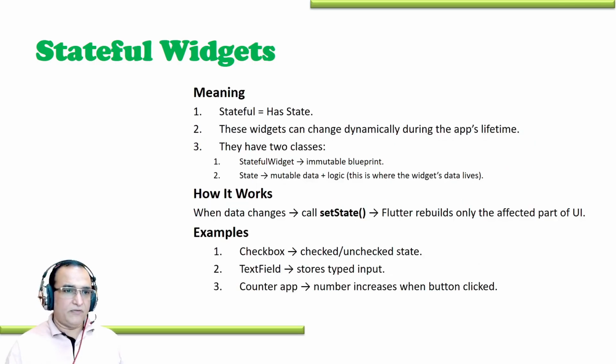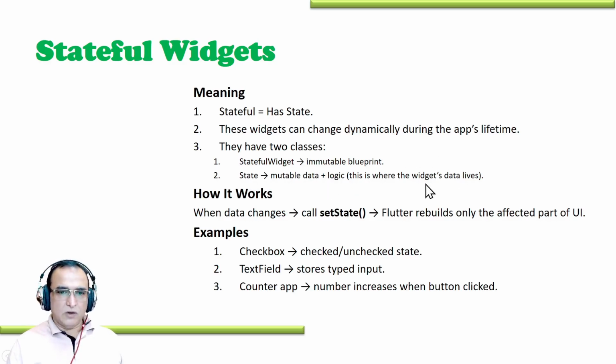But stateful means having a state. These widgets can change dynamically during the app lifetime. Whenever you enter two numbers and make a sum of the numbers, that is called stateful. You have some name displayed on a screen, you click on a button and the name changes, that is called stateful. Stateful also has two classes: the stateful widget, an immutable blueprint which has the blueprint of the state, and then another state class that has mutable data plus logic.